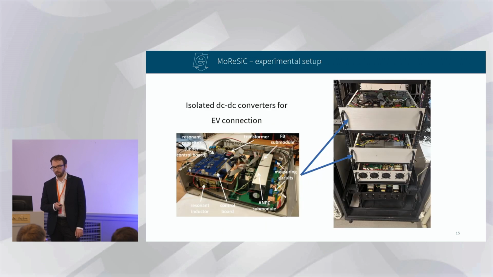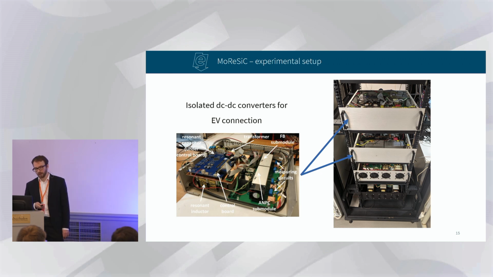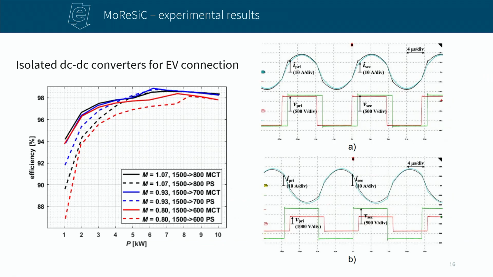So going now one by one for each converter, you can see the isolated one. So you can see one side module, second side module. The magnetics and capacitors for series resonance are here underneath the control board, and it's all housed in a rack case. As I mentioned, we have soft switching, so resonant characteristics of the waveforms on the right-hand side, and you can see the peak efficiency is almost 99% here.